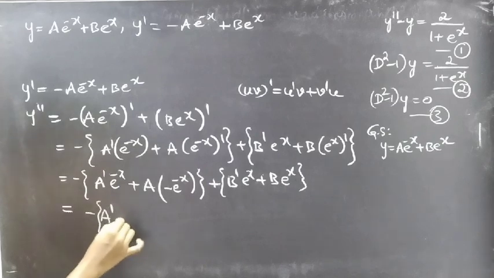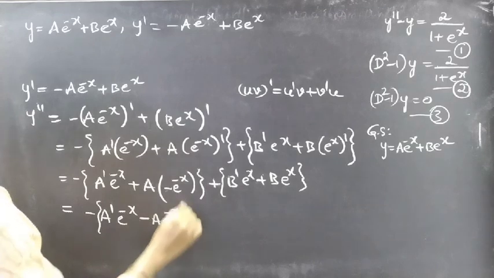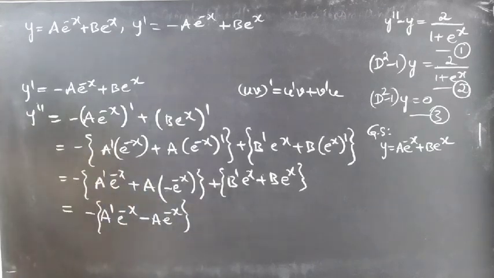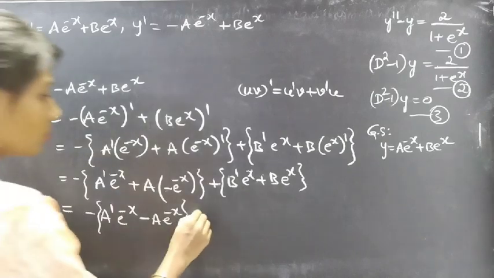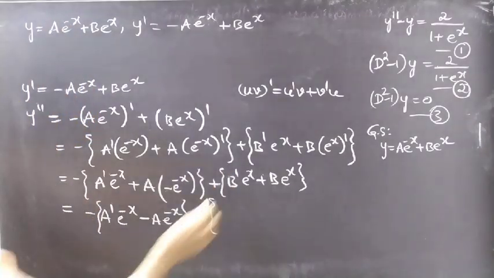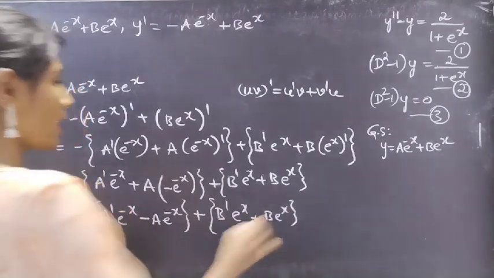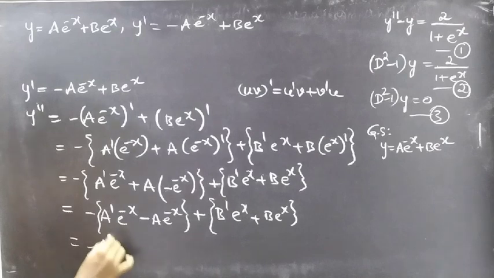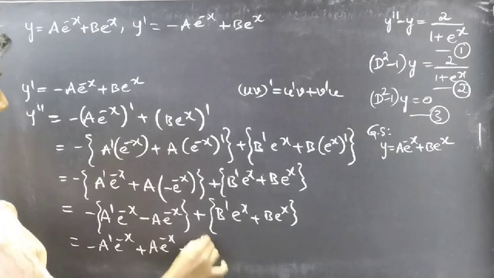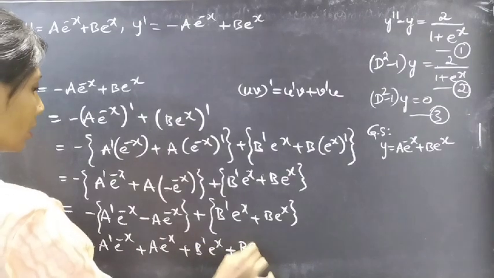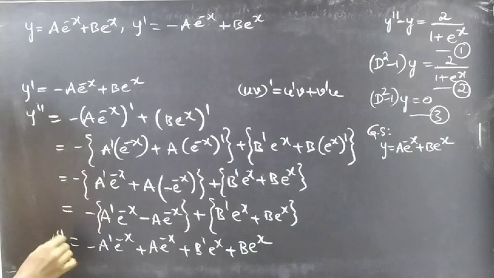That is minus of a dash e power minus x plus, into minus, minus a e power minus x. See, if you want you can reduce the steps. If you are really good at remembering or applying the formula, the number of steps can be reduced. Plus b dash e power x plus b e power x equals minus a dash e power minus x plus a e power minus x plus b dash e power x plus b e power x, which is our required y double dash.